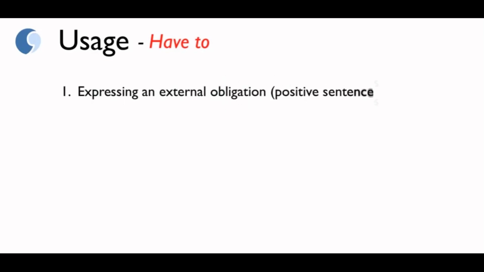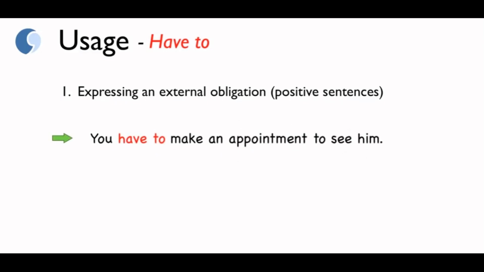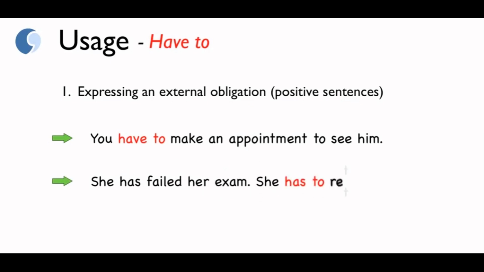Okay, let's have a look at have to. It is used to express an external obligation in positive sentences only. So for example, you have to make an appointment to see him. She has failed her exam, so she has to retake it. So it's a kind of obligation we are putting.